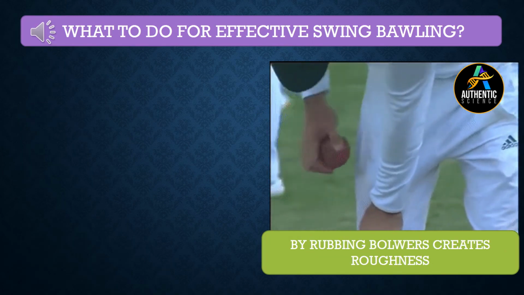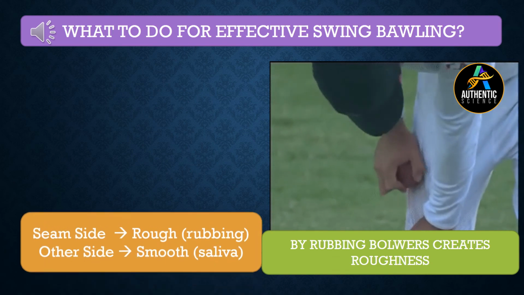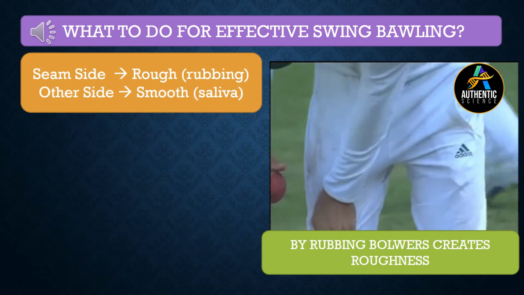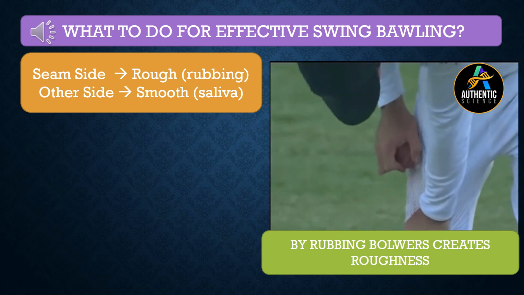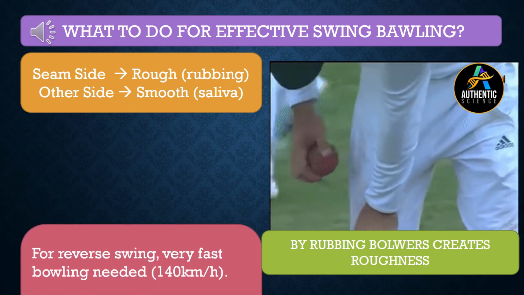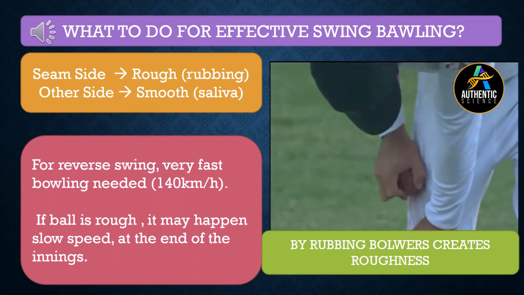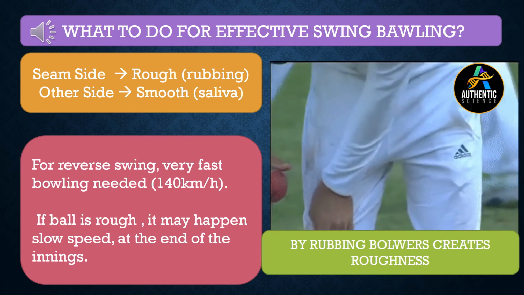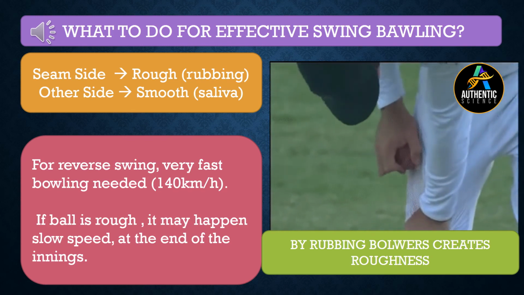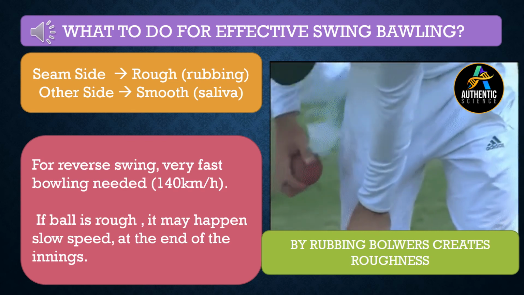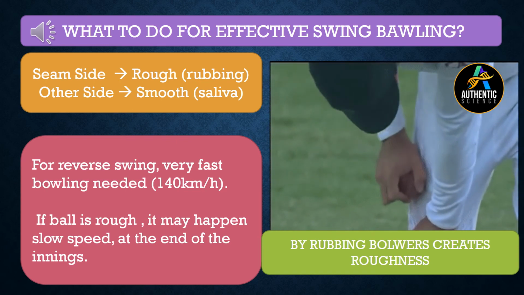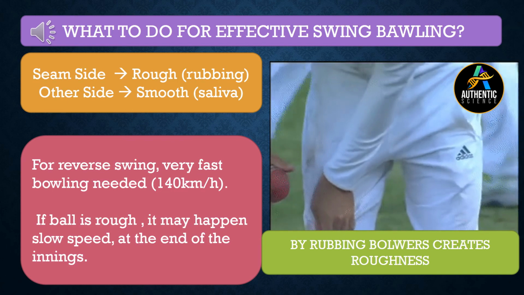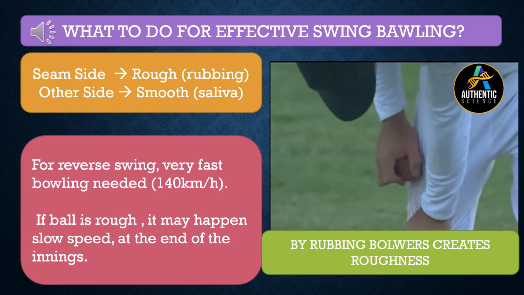Now, how can we improve the efficiency of swing bowling? This can be done by making the seam side rough by rubbing the ball and the opposite side smooth. For reverse swing, very fast bowling, about 140 km per hour, is needed. But at the end of the innings, since the ball becomes rough, reverse swing happens at comparatively slow speed also.